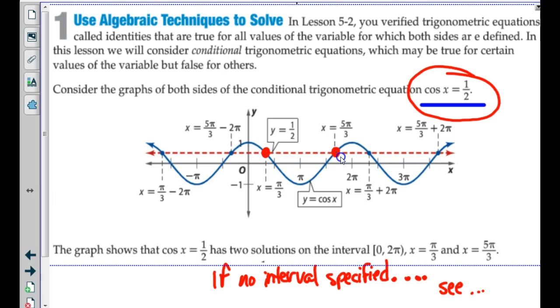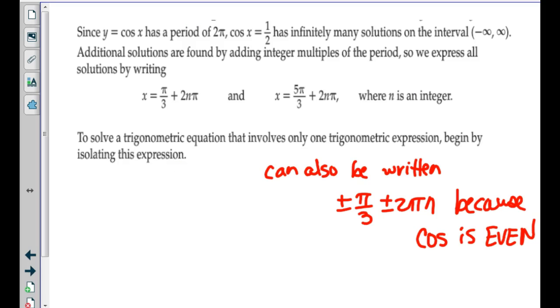Okay? And then if it asked for every time that happened, okay? So if it just asked for between 0 and 2 pi, down here, between 0 and 2 pi, you'd have those 2 solutions. But if it didn't specify a range of values and it wanted all solutions, like negative infinity to infinity, you would have to say at pi over 3 and every multiple of 2 pi after that.